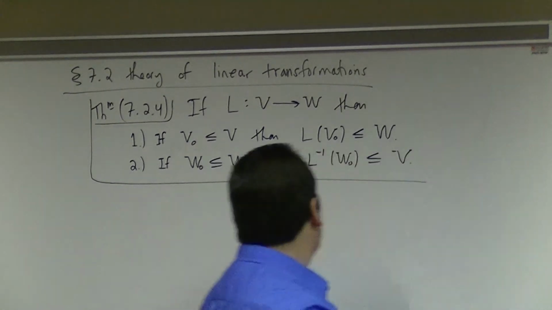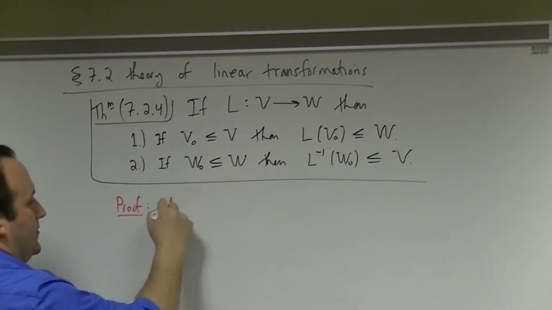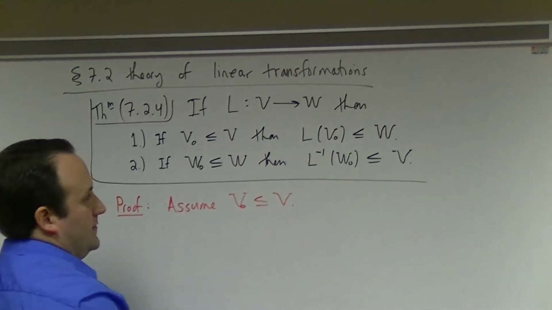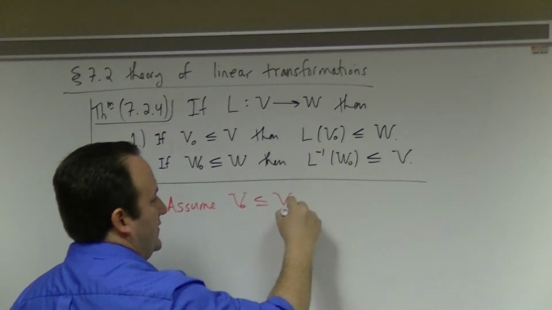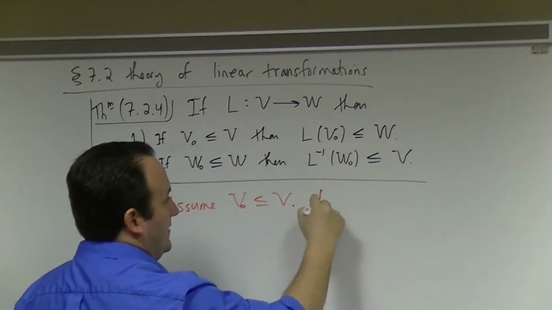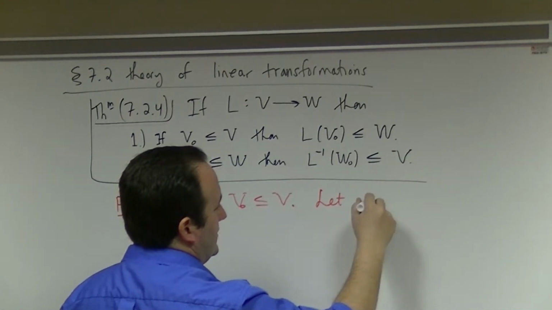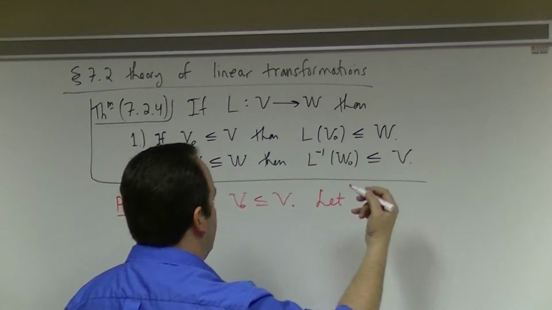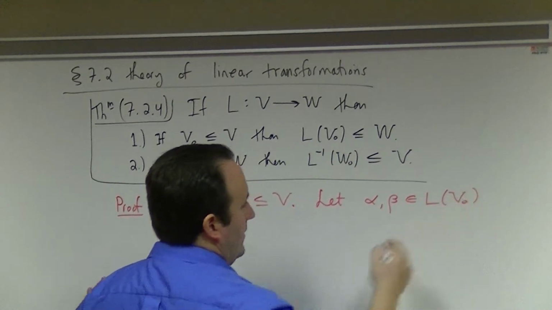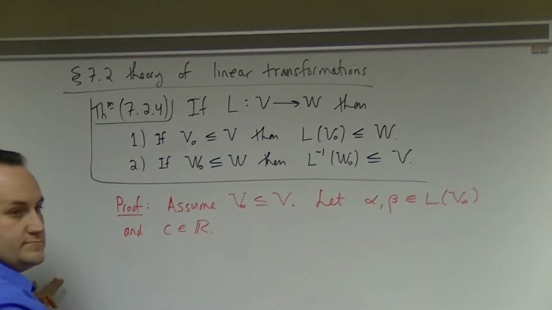So, number one. Assume that V naught is a subspace of V. Then we want to show that the image of V naught is a subspace of W. So what we should do is let alpha and beta be elements of the image, and let C be a real number.